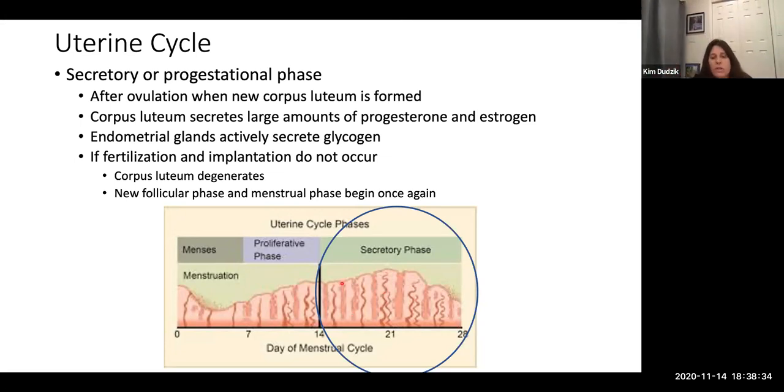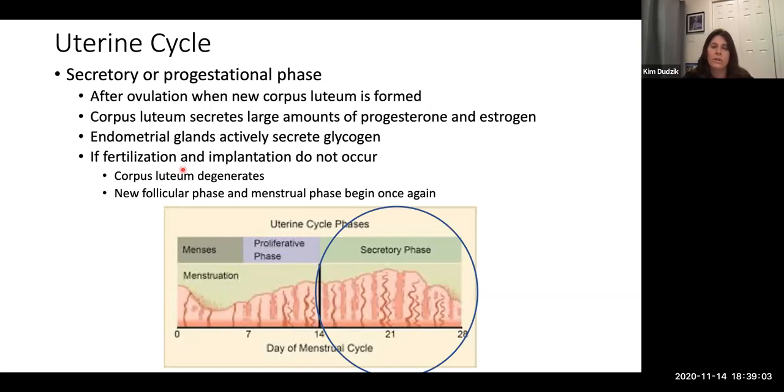Okay, so with high progesterone, we're into the secretory phase. You can see endometrial glands actively secreting glycogen. That's a storage form of glucose. So that's available for this developing embryo if it comes, right? And if it does come, remember the embryo starts to release a hormone back to the corpus luteum to maintain it. And throughout pregnancy, this secretory phase will be maintained.